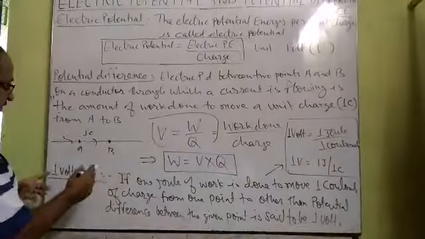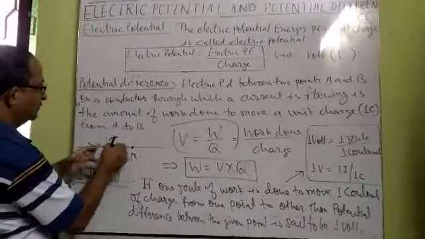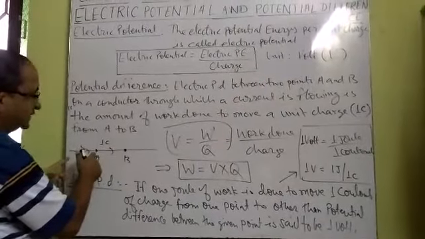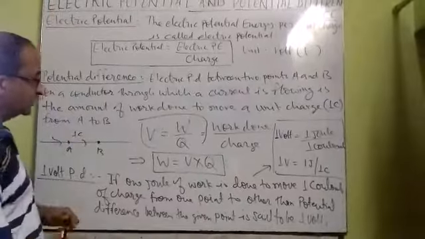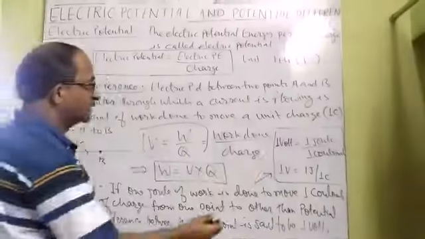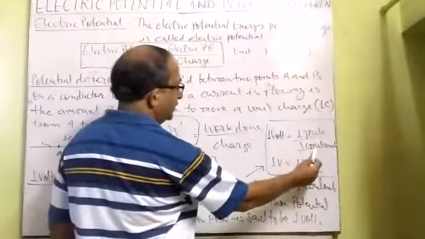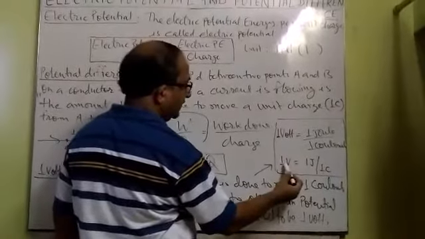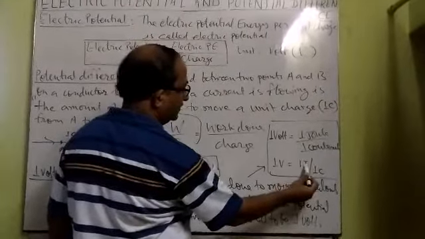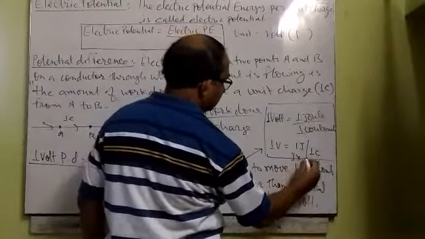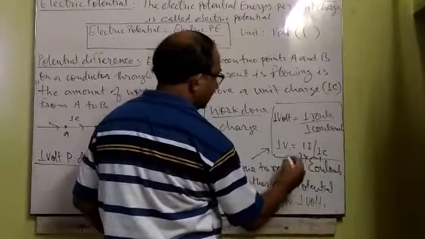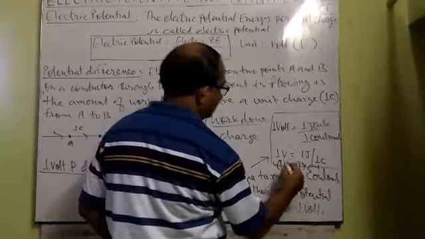So 1 volt is the potential difference between two terminals when 1 coulomb of charge flows between the two points and the amount of work done is equal to 1 joule. So 1 volt is equal to 1 joule upon 1 coulomb. Symbolically, 1 V is equal to 1 J/C, or sometimes we write J C to the power minus 1. It is equal to 1 volt. Okay?